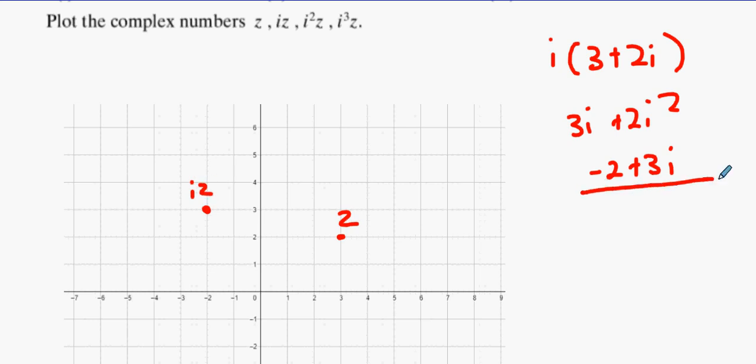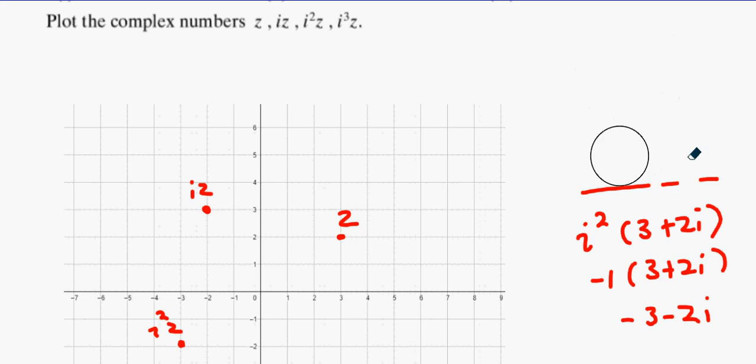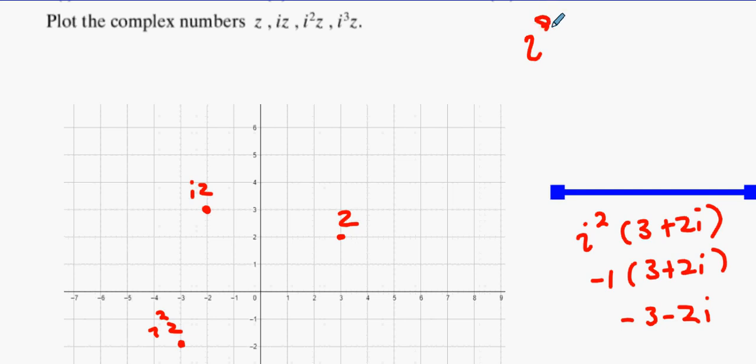Okay. What about i squared Z? 3 plus 2i. What's i squared? And then after that, minus 3 minus 2i. And what's that? i squared Z. You alright with that? Now what's the next part? i cubed Z.